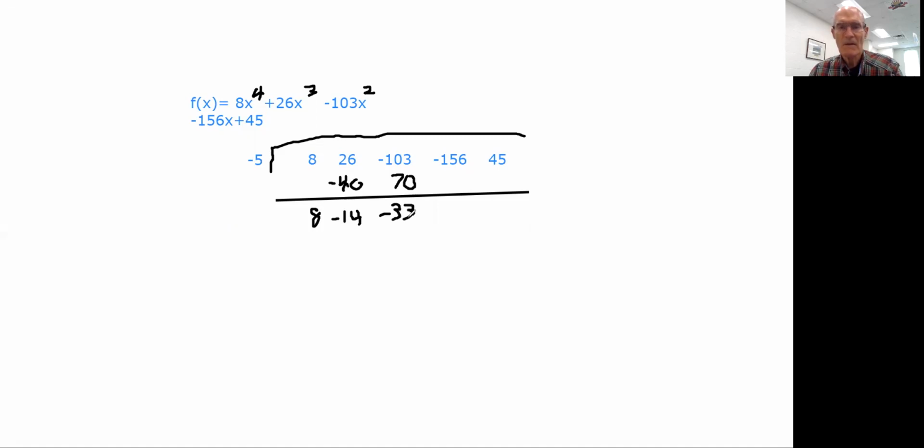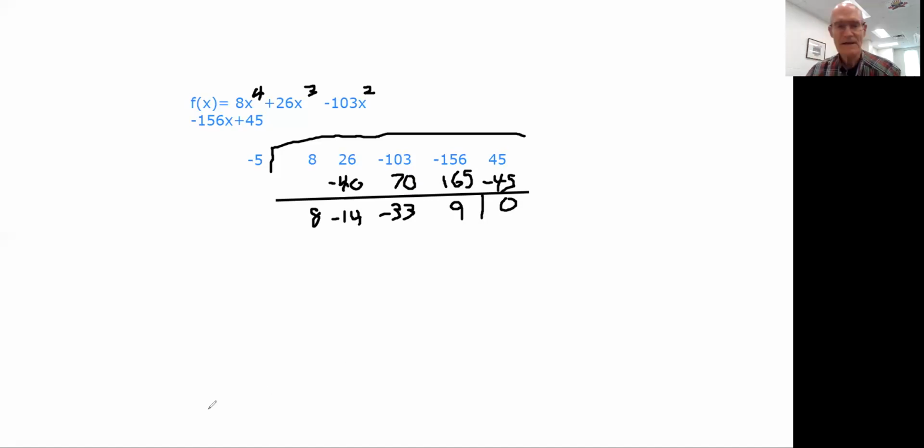I multiply minus 5 times minus 33 and I get 165. I add this and I get 9, and then I multiply 9 times minus 5 and I get minus 45, and the fact that this remainder is 0 means that minus 5 is a root.